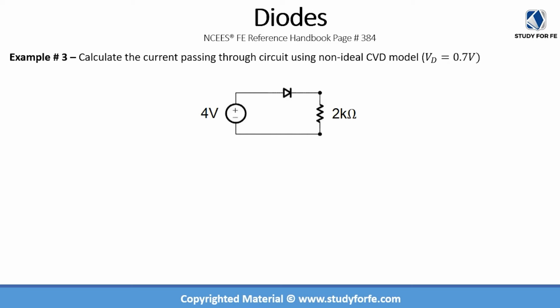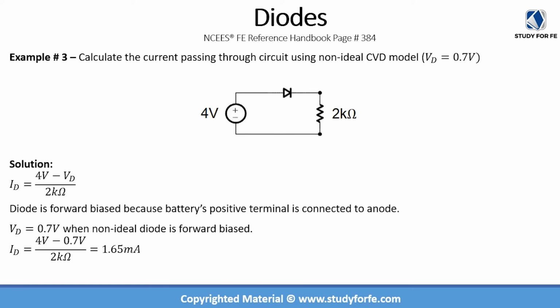Now example number 3, we are being asked to find the current passing through the circuit using the non-ideal CVD model. CVD is a constant voltage drop model, and we are told that the voltage drop across the diode, if any, would be 0.7 volts. So the entire setup remains the same.